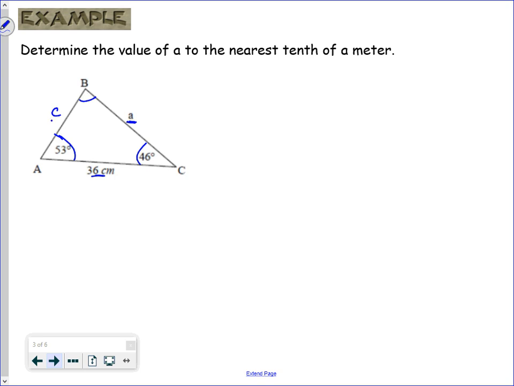It's not possible to find side C using the information that we have, but it is possible to find angle B because we already have two angles in this triangle. And we know that 3 angles in a triangle always add up to 180 degrees. So angle B we will find by taking our 180, subtracting 46 degrees from angle C, and subtracting 53 degrees, that's angle A. So when we do that, we'll end up with 81 degrees.